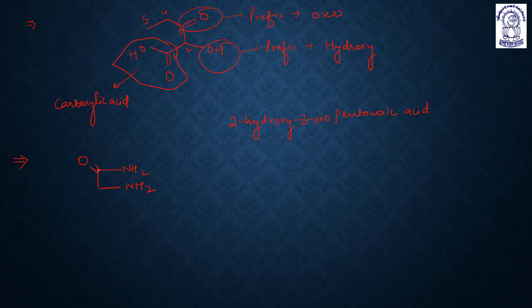This is C double bond O, a keto group. But this C double bond O is not alone, it is CONH2, that is, it is an amide. So the amino group is attached as a substituent. Okay, this is the first carbon and second carbon. The second carbon is having amino, so 2-aminoethanamide.